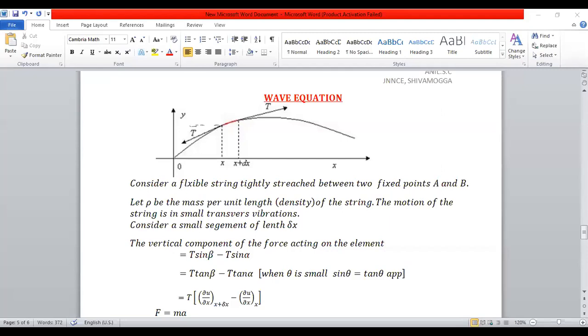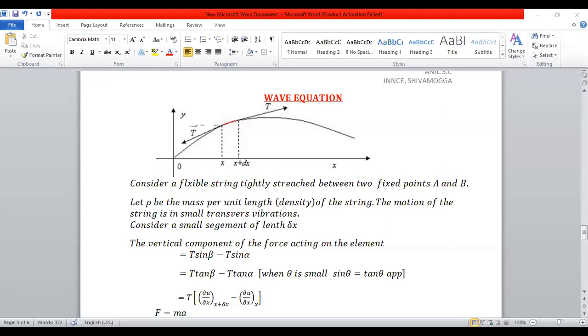In the previous class, we discussed deriving the heat equation and the various possible solutions of the heat equation by the variable separable method. Today, we discuss how to derive the wave equation, one-dimensional wave equation in particular.